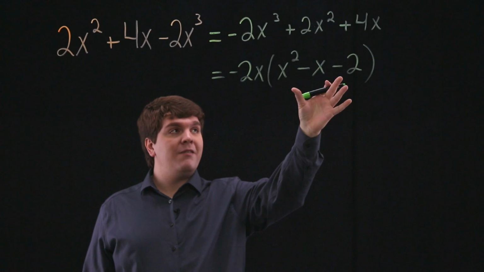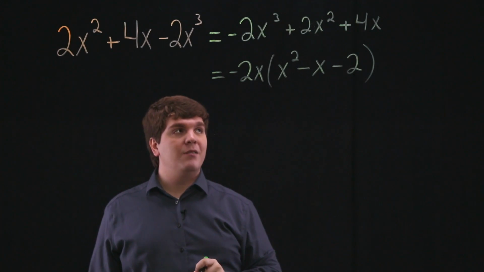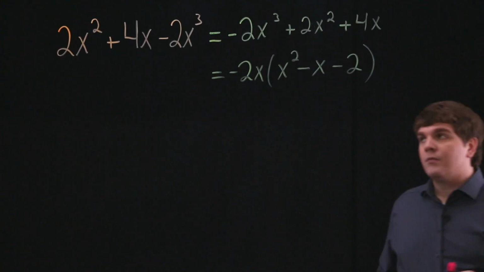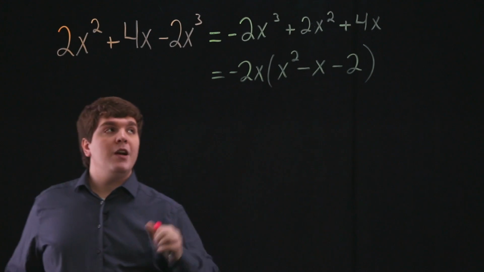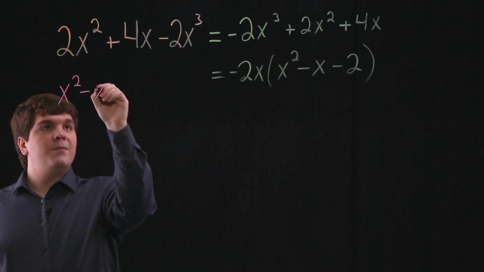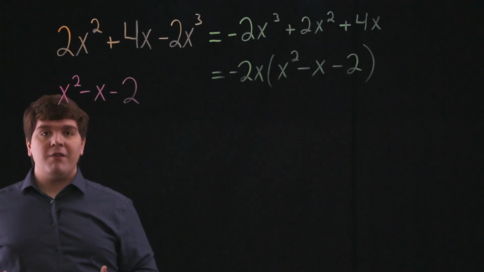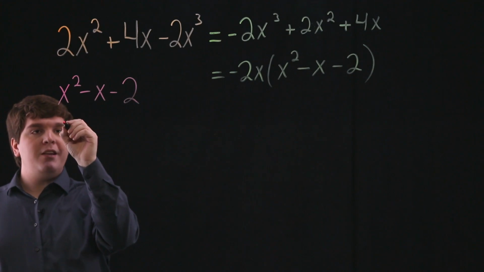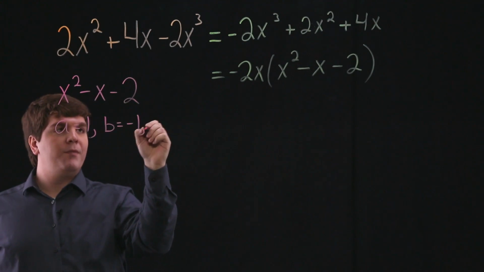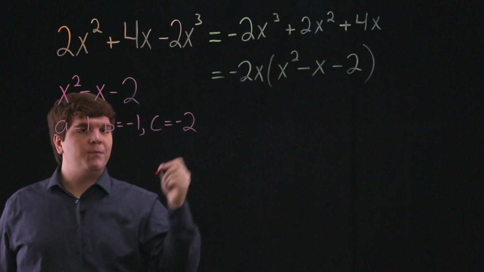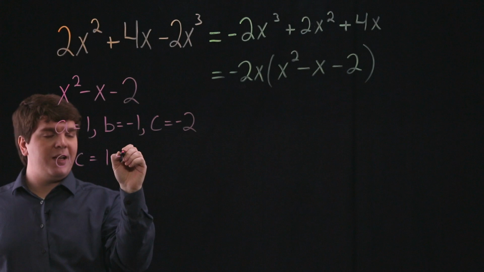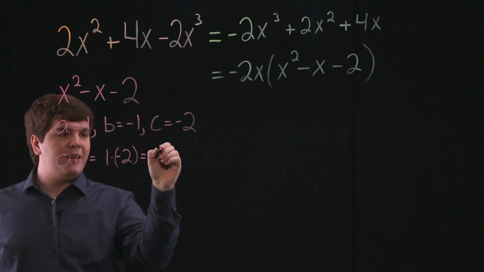And in order for us to completely factor this problem, we need to try to factor x squared minus x minus 2. So if we come over here and just work with x squared minus x minus 2, let's try to factor this by grouping. So what we see here is that a is equal to 1, b is equal to negative 1, and c is equal to negative 2. Well, the product AC is equal to 1 times negative 2, which is equal to negative 2.